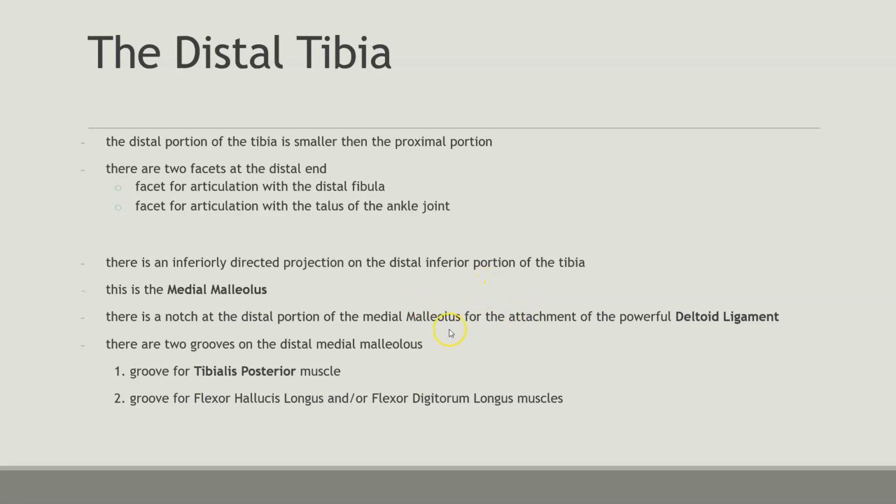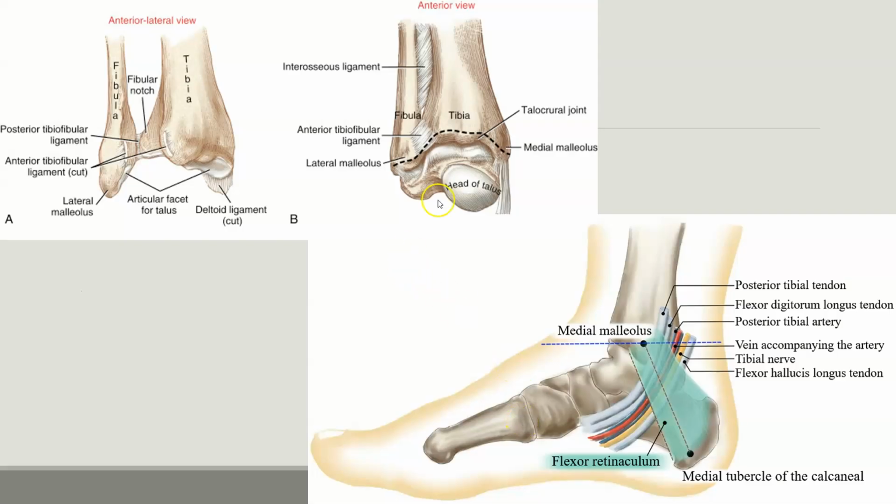So we say we have a notch for this deltoid ligament. Now this medial malleolus sort of acts as a pulley system, and we'll get to this again a little bit later, but this is just an introduction. We can see that here is the medial malleolus in this drawing. We can see it here as well.